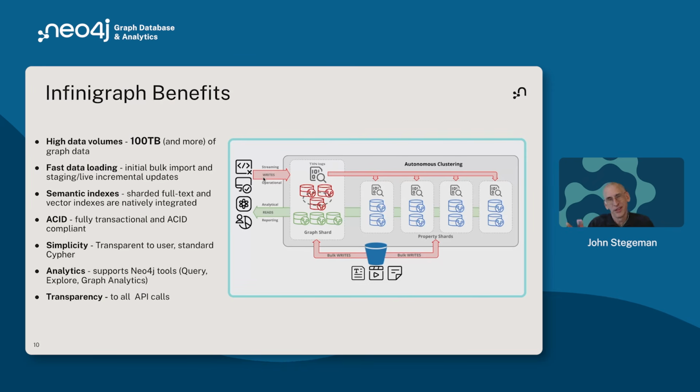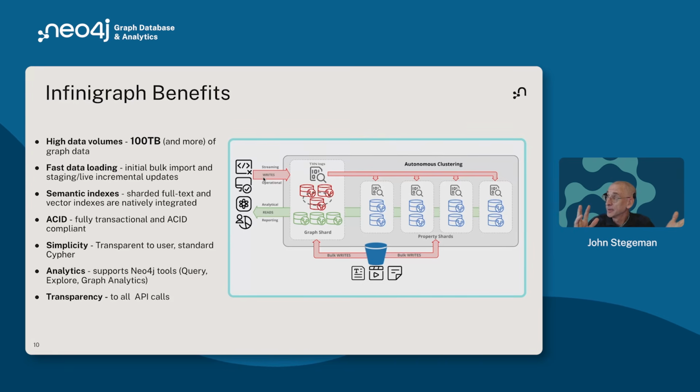So the benefits, I think I've summarized most of these: high data volumes, 100 terabytes plus, fully ACID compliant. So you can run transactional and operational apps where you need to be sure that your data is being updated safely and consistently across the entire cluster, and all of the shards are kept in sync. It's simple because you don't need to worry about changing your application, and it supports all the tools that you would come to expect.